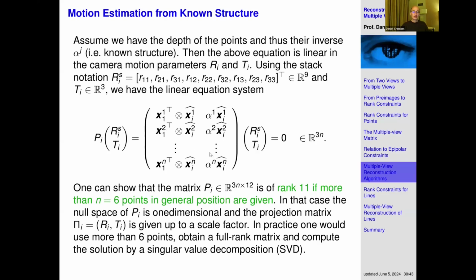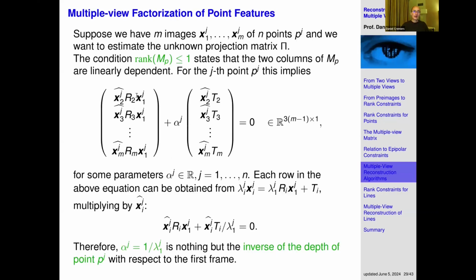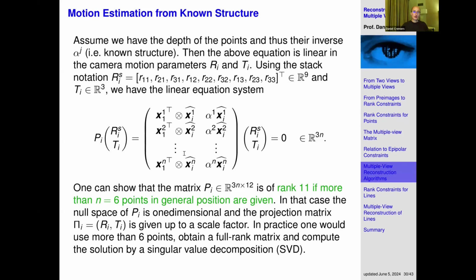If we rewrite this, we can basically use this Kronecker product to extract R and T here, and write this as a matrix vector form in this equation here. Then we can write all of this in the following matrix vector form, where we always have x_1^j transposed Kronecker product with x_i^j hat times R_i stack, and then alpha_j x_i^j hat T_i. Right? And this is then one big matrix.